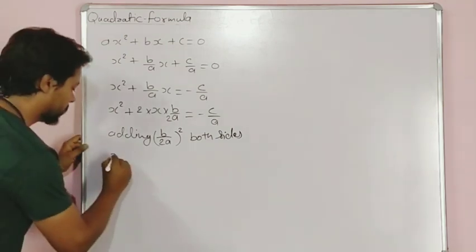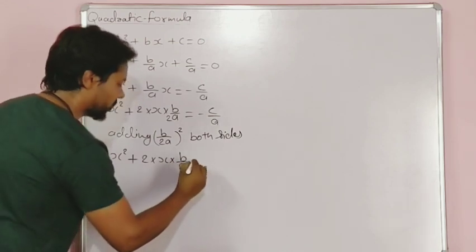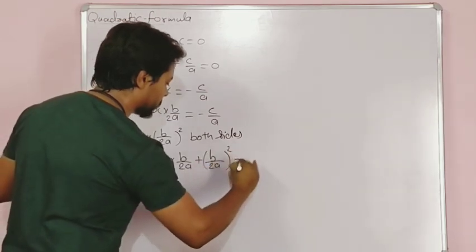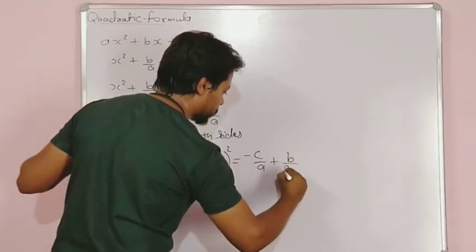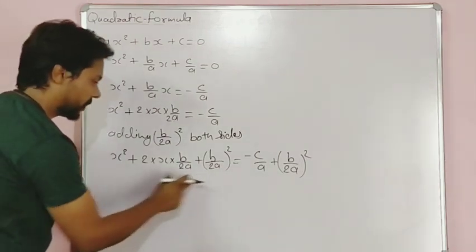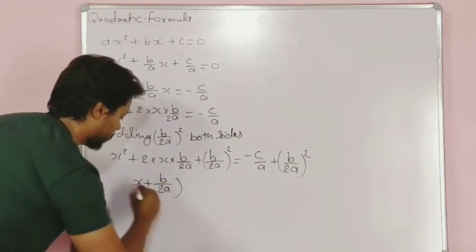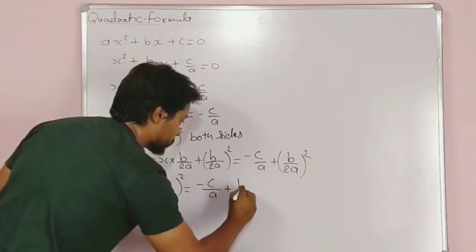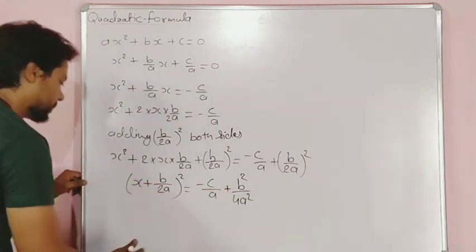So x² + 2·x·(b/2a) + (b/2a)² = -c/a + (b/2a)², right? Now here we have our identity, (x + b/2a)² = -c/a + b²/4a². Alright, simplify the RHS.